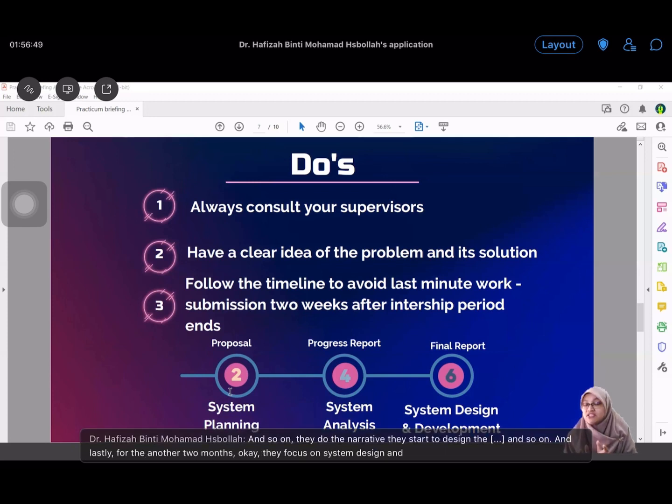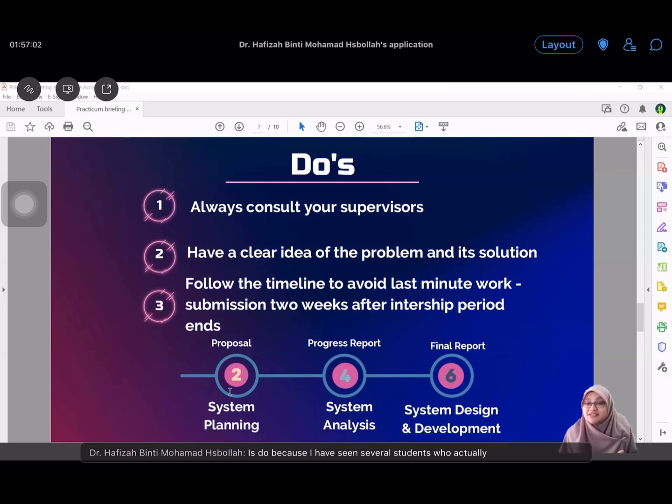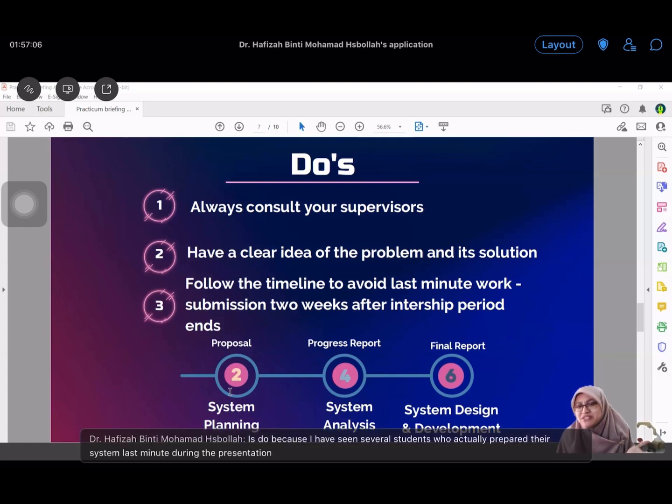For AIS students, there is no way that you can prepare your system and report last minute. No, please don't. Because I have seen several students who prepared their system last minute. During the presentation, nothing came out of it basically.